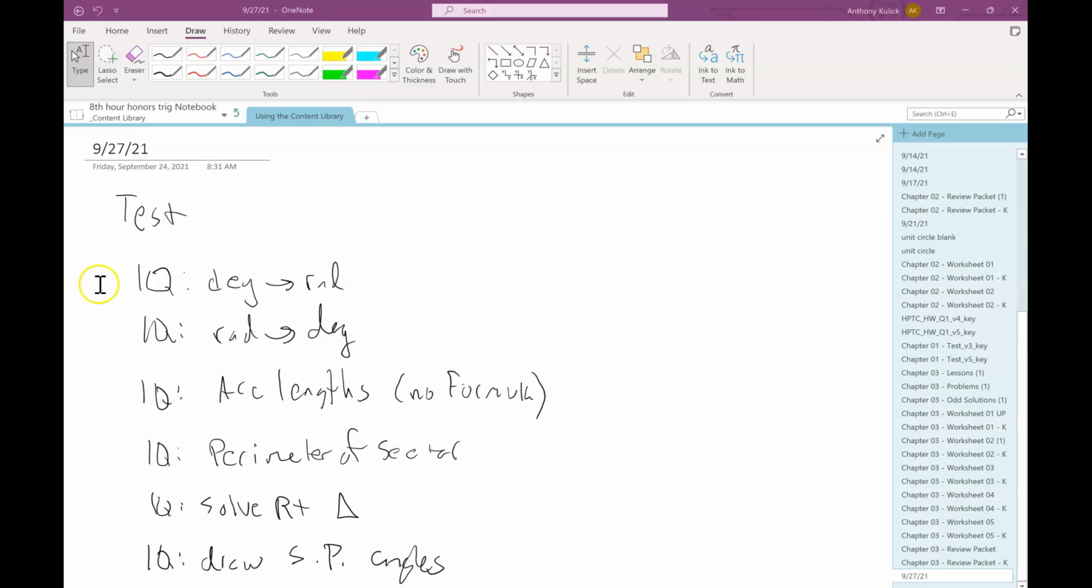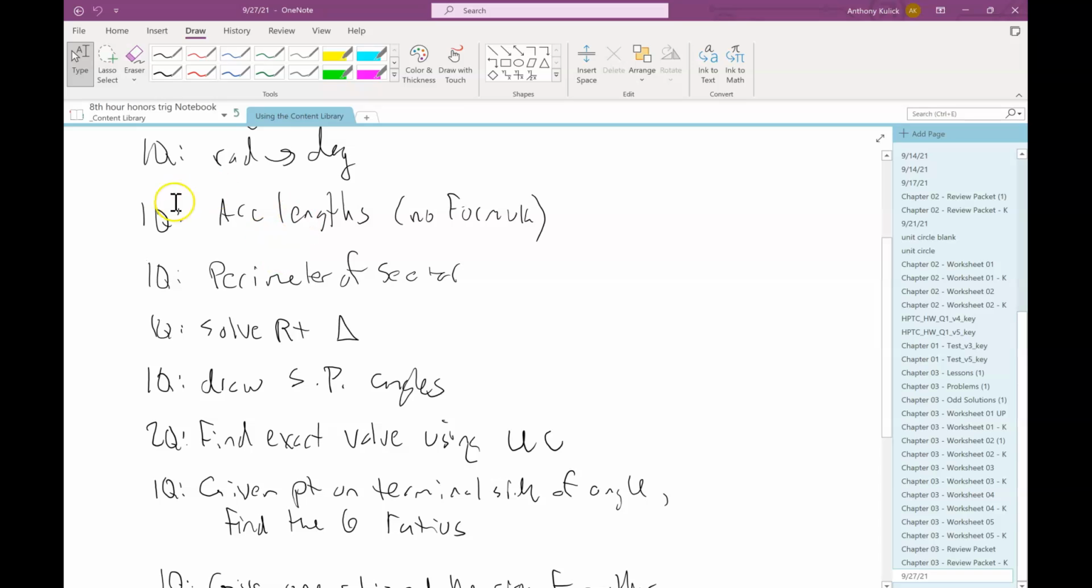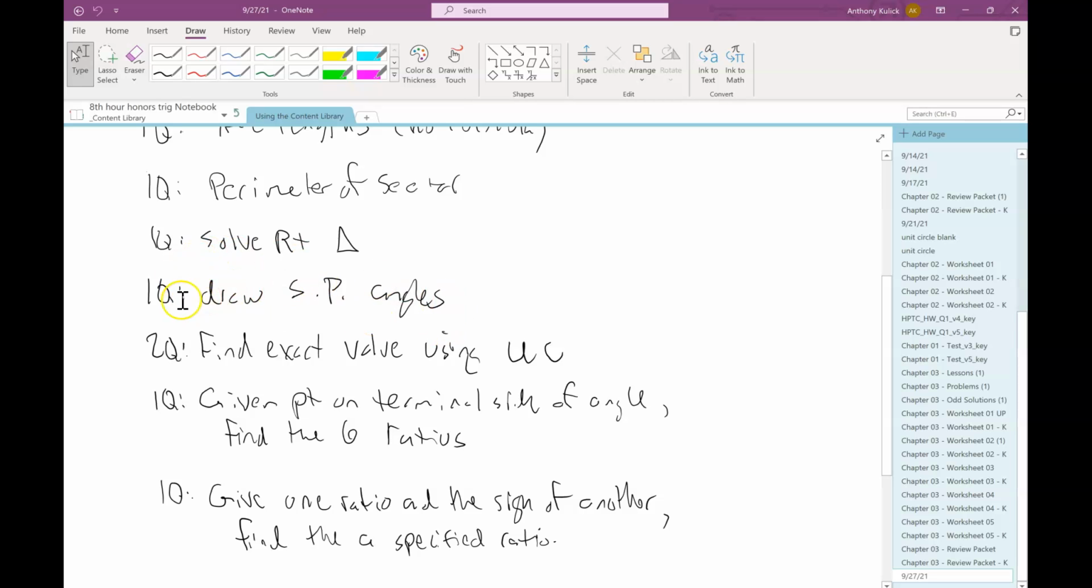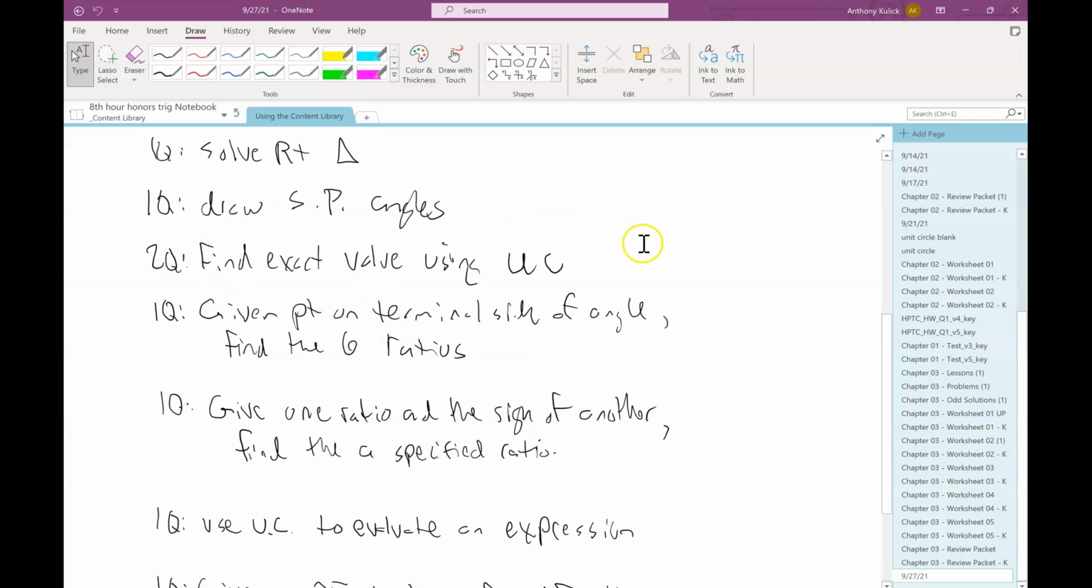It's there for you. So you should be able to convert from radians to degrees or degrees from radians. That conversion factor would not be given to you. It's something I'd expect you to have memorized. You need to be able to calculate arc lengths. Again, no formula will be given to you. It's something I'd expect you to have memorized. You should be able to calculate the perimeter of a sector. You should be able to solve right triangles. You should be able to draw standard position angles. You should be able to find exact values of trig ratios using the unit circle.